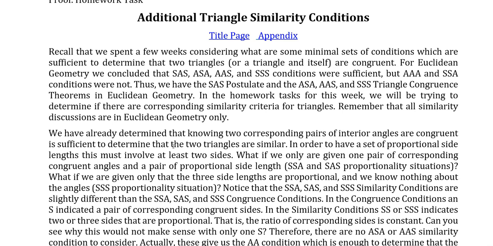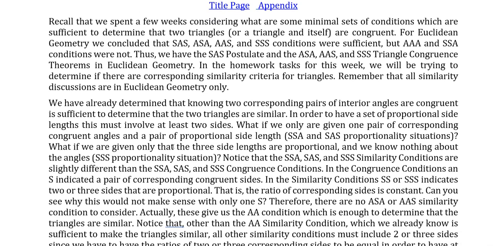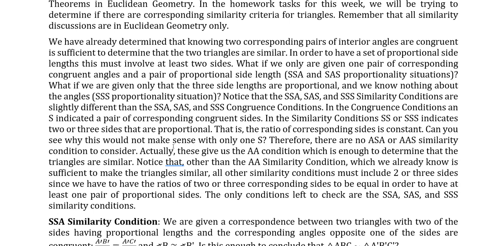So in the homework task, we will try to determine if there are other corresponding similarity criteria for triangles. Actually, we're going to do that in the next few videos. And remember, all the similarity discussions here are Euclidean geometry only. Now, we've already determined that knowing two corresponding pairs of interior angles are congruent is sufficient to determine the two triangles are similar, the angle-angle similarity theorem.